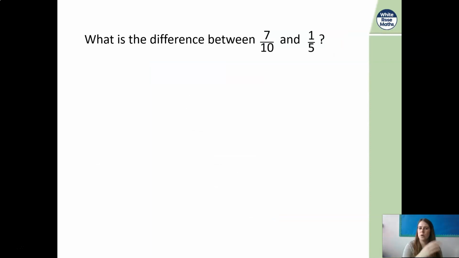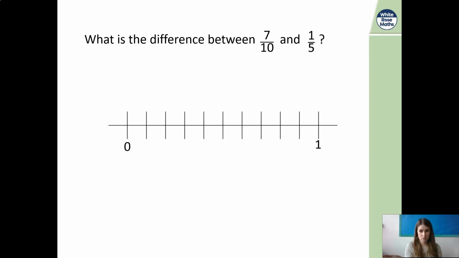So I want to find out what the difference is between 7/10 and a fifth. So let's put this on a bar. Now the reason why I've split it into 10 equal parts is because I'm going to match my denominators to 10, because I know that 5 and 10 are both multiples of the 5 times table. So let's convert them first so that our fractions are the same. So now my question reads, what is the difference between 7/10 and 2/10?